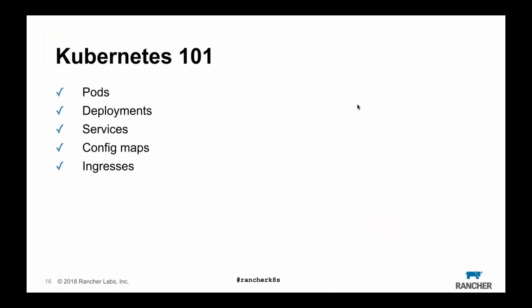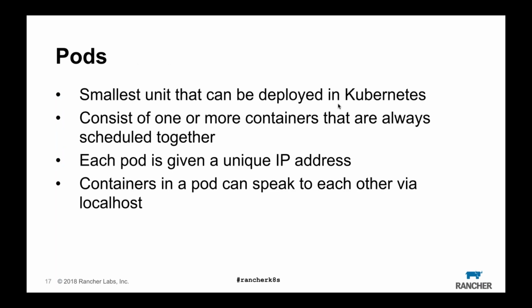Now I'm going to go over some of the core Kubernetes concepts, like I said. Now, these Kubernetes objects are purely Kubernetes concepts. No matter how you're deploying your cluster, how you're managing it, even if you're not using Rancher, these objects still stay the same. So I'm going to cover pods, deployments, services, config maps, and ingresses.